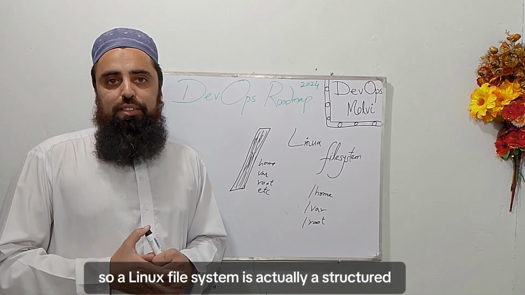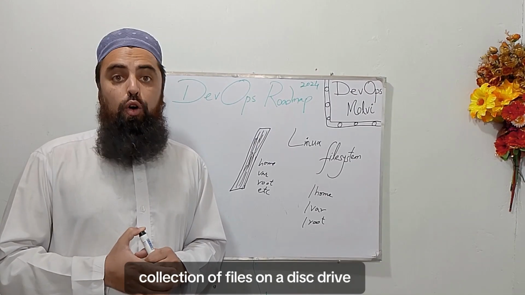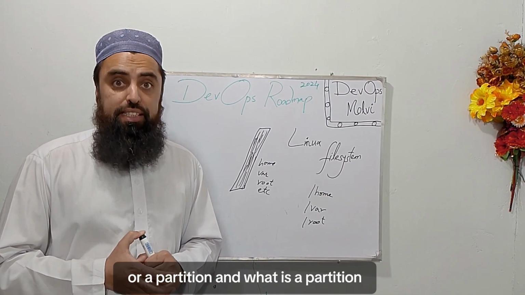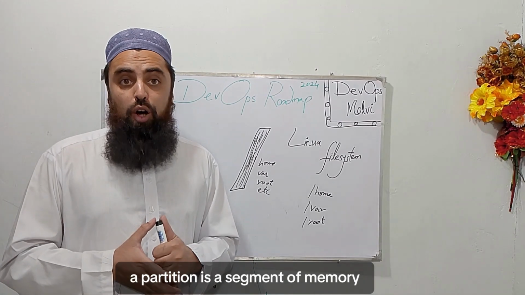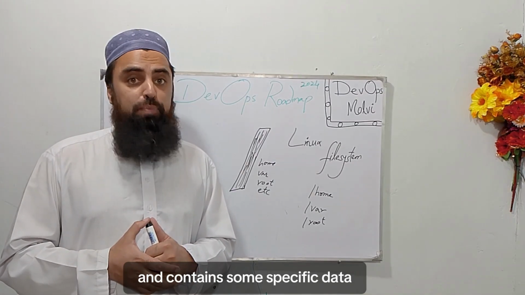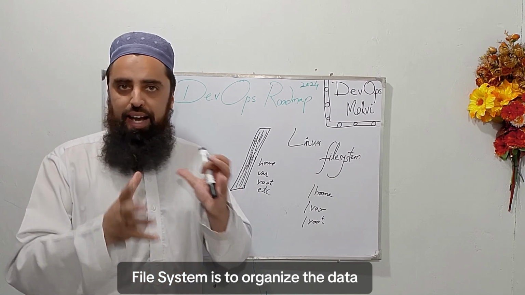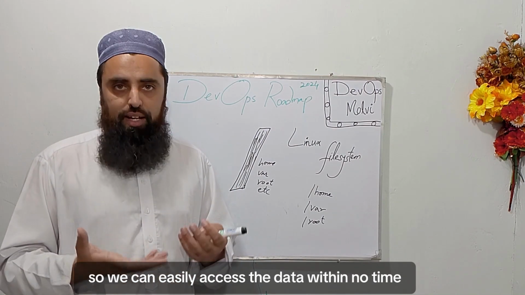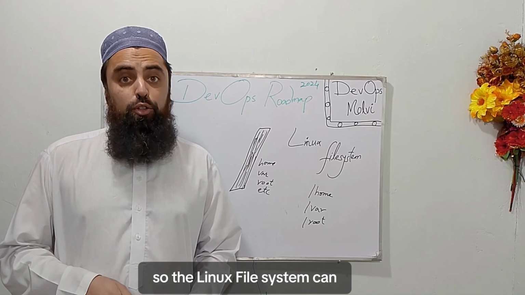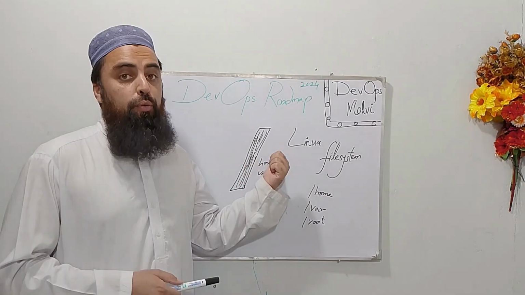So a Linux file system is actually a structured collection of files on a disk drive or a partition. And what is a partition? A partition is a segment of memory and contains some specific data. The purpose of the Linux file system is to organize the data so we can easily access the data within no time.